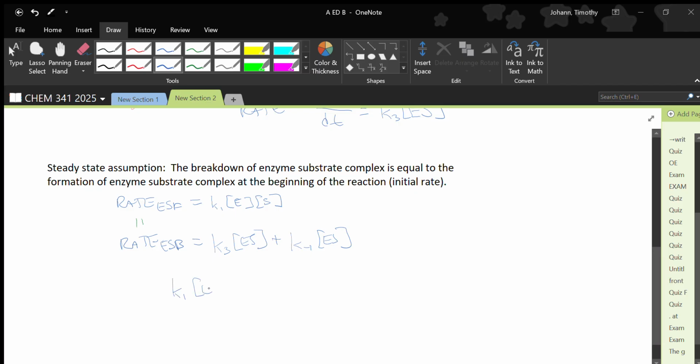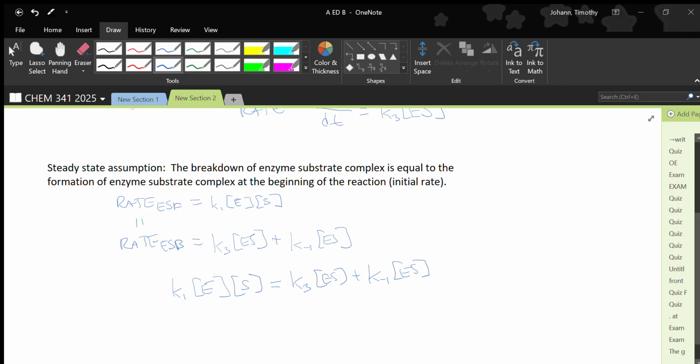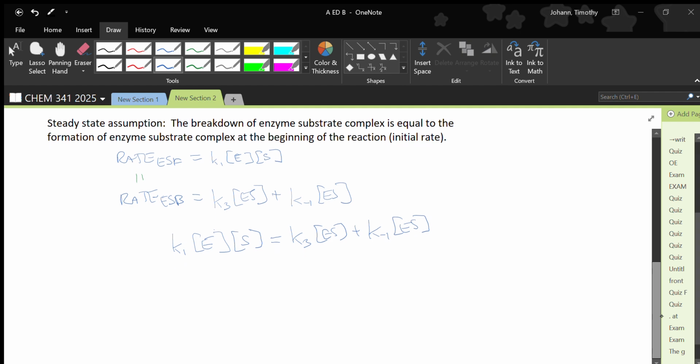It'll come back. So our formation is K1 times enzyme times substrate, and that's equal to K3 times enzyme substrate complex plus K minus 1 times enzyme substrate complex. We still have enzyme substrate complex in here, so it's still a messy thing and it's hard to measure these. So we want to get rid of all the E's. That's where we're headed.